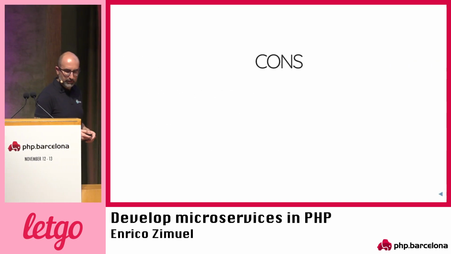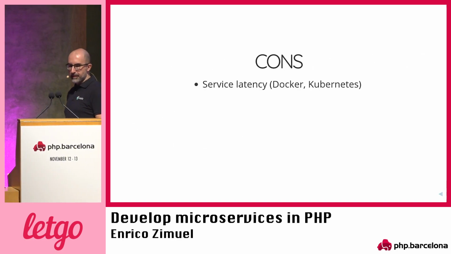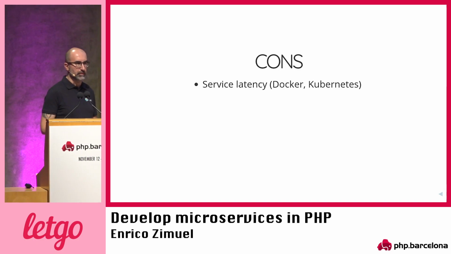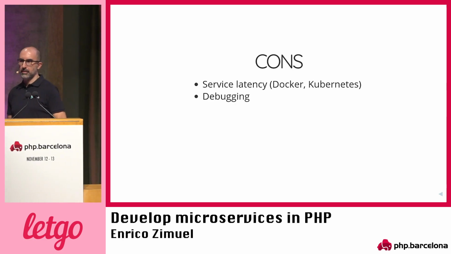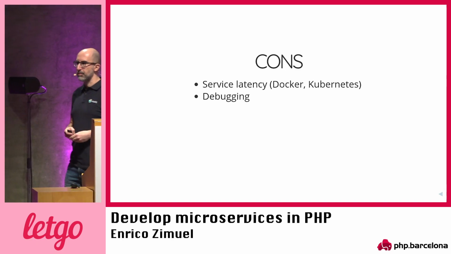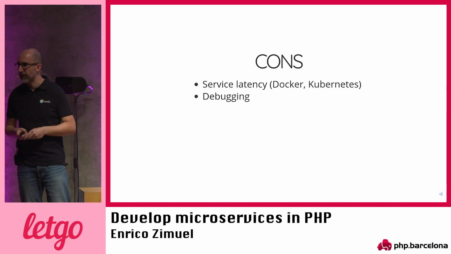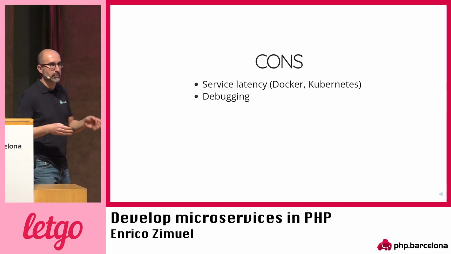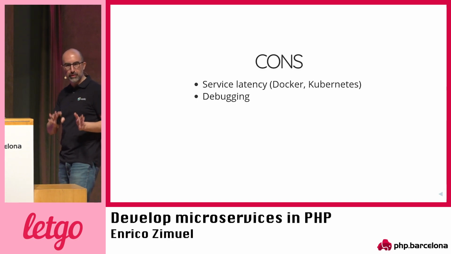So these are the advantages, but of course, we also have disadvantages. Service latency. If you are using Kubernetes, Docker, you can have this kind of issue. Debugging. Instead of having one monolithic application where you can use Xdebug, for instance, just to simply debug your PHP application, you have 10 services. So how are you able to debug 10 services that call each other with HTTP? It's kind of a mess. I mean, it's a completely different approach.